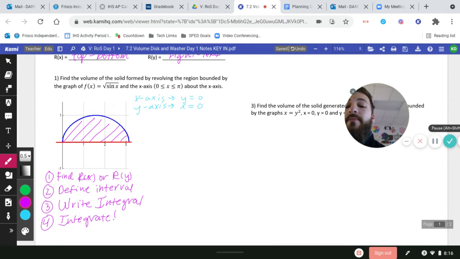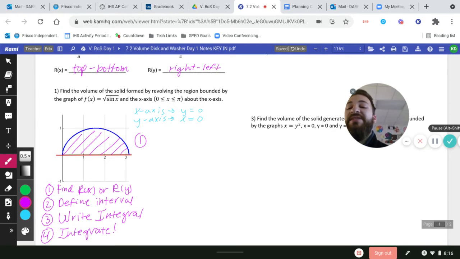Okay, so let's talk about number 1. We want to find our r of x equation or our r of y equation. So r of x is top minus bottom. So our top is the square root of sine x. So r of x is equal to the square root of sine of x minus our bottom equation is 0. So minus 0, which just means r of x is equal to the square root of sine of x.